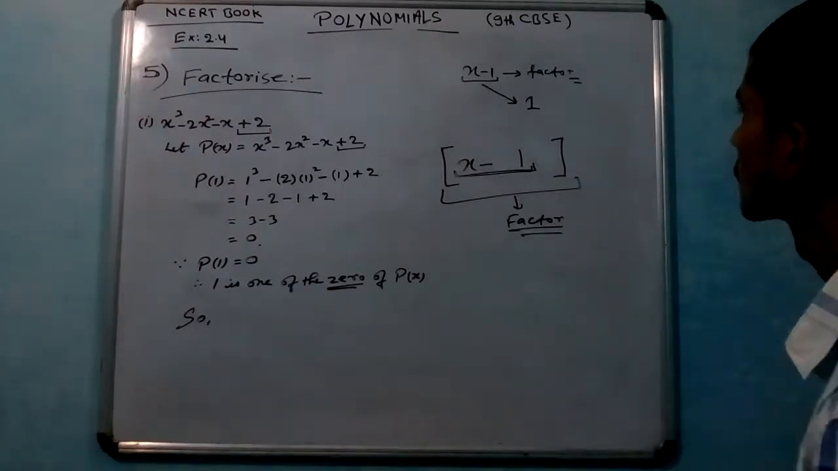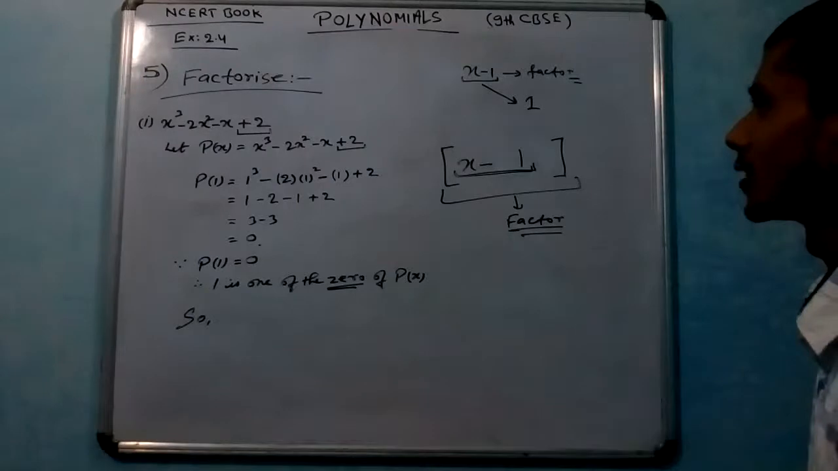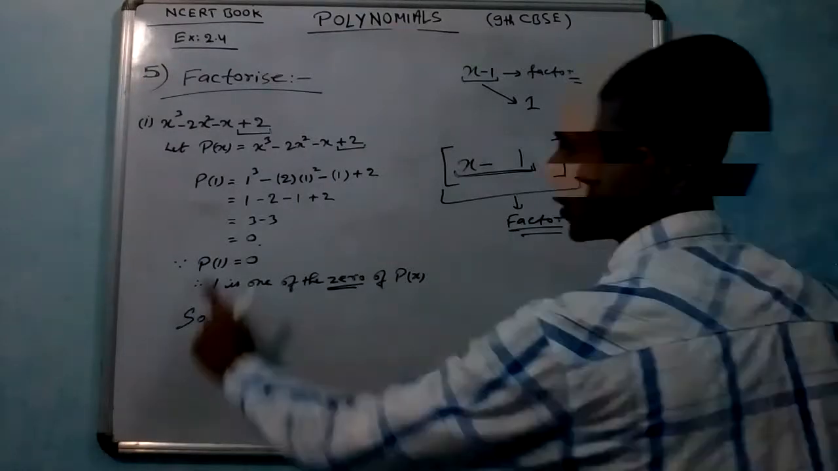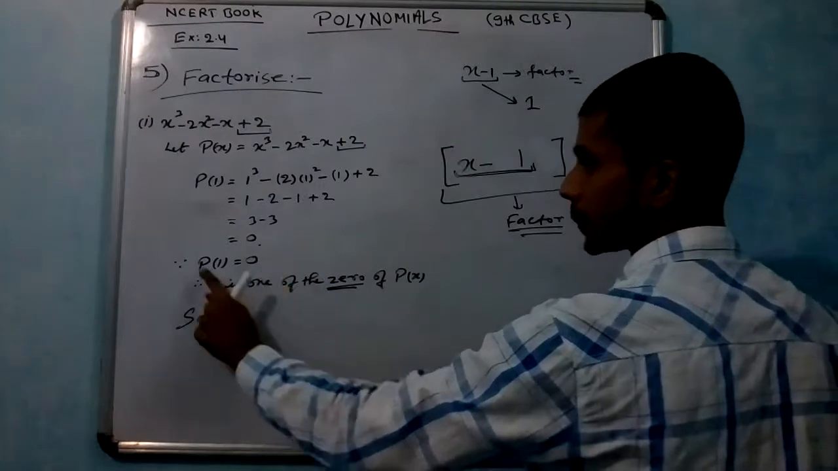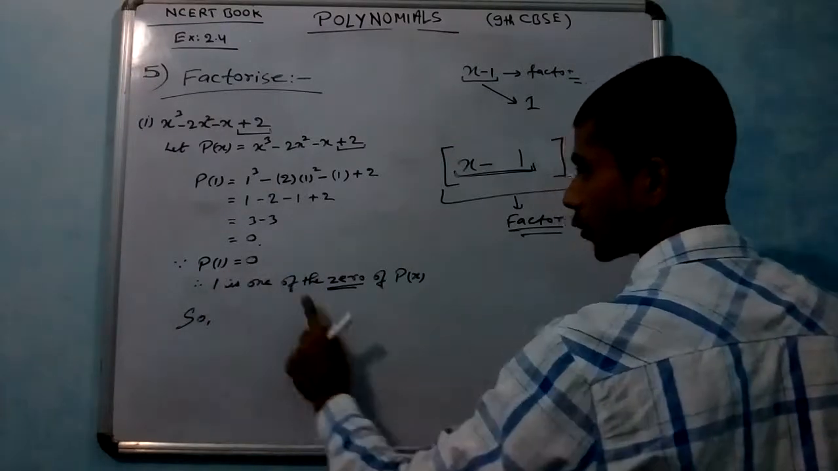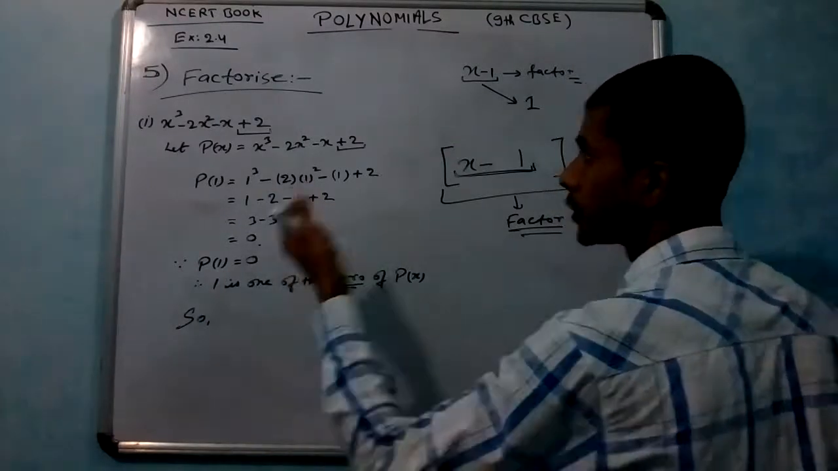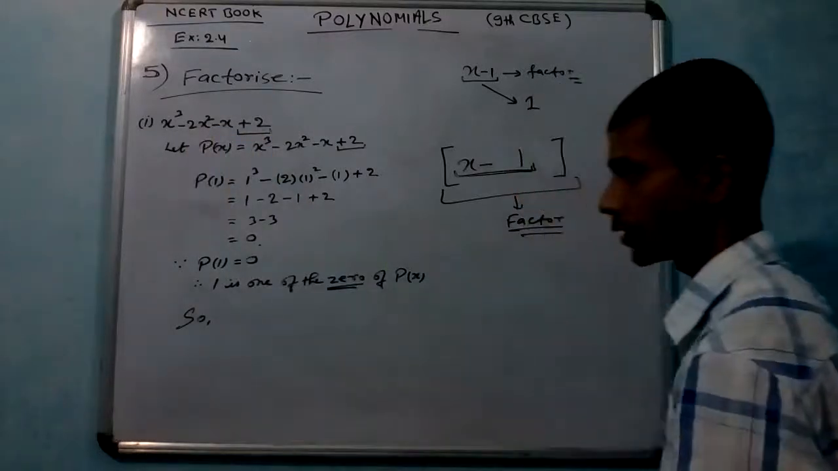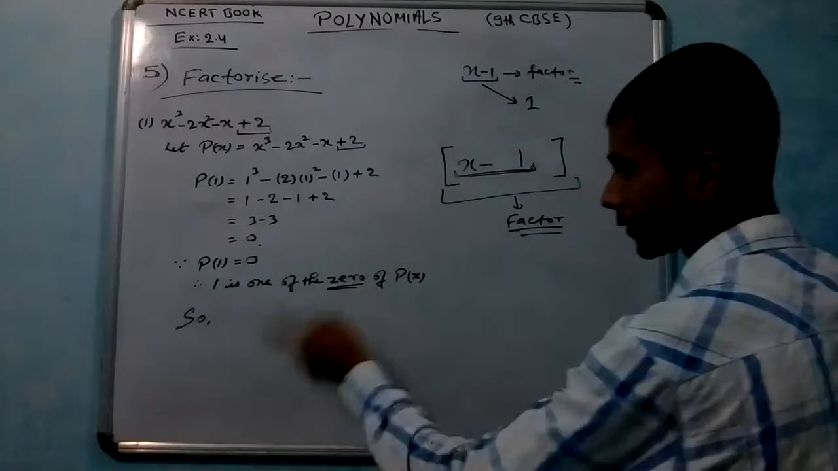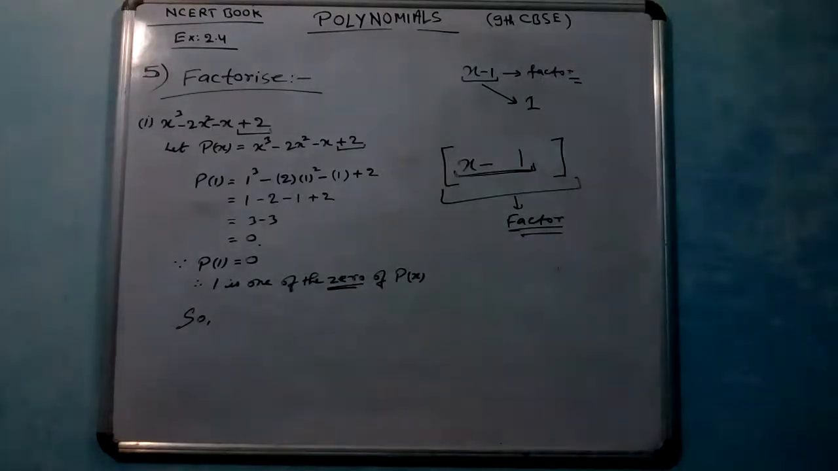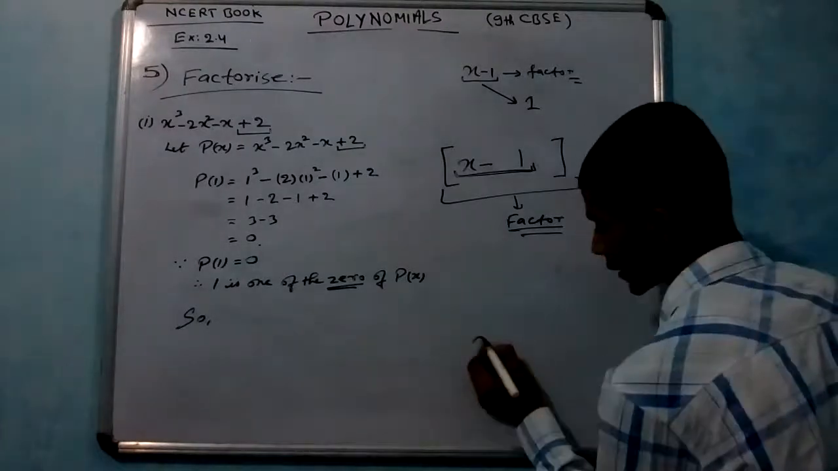Now see here. P of 1 is 0, fine. Since P of 1 is 0, then 1 is actually one of the 0s of this polynomial. Which polynomial? This Px. So since 1 is the 0, how can we get the factor from the 0? X minus, what is the 0?